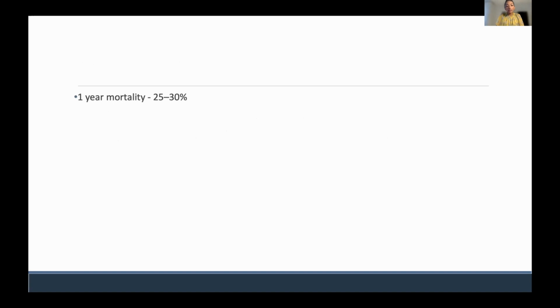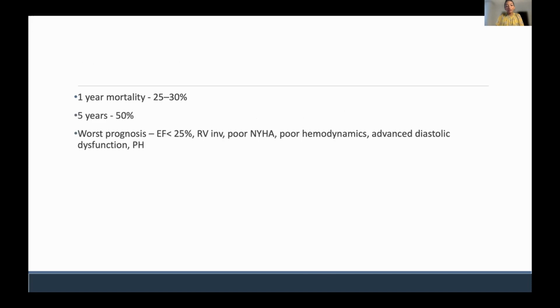One-year mortality is about 25 to 30%. Again, this doesn't necessarily reflect the implementation of all the goal-directed medical therapies that we have now. Five-year prognosis is 50%. The worst prognosis is associated with an EF of less than 25%, RV involvement, poor NYHA functional class, poor hemodynamics, and advanced diastolic dysfunction and pulmonary hypertension. And I'm talking about group 2 pulmonary hypertension or mixed pulmonary hypertension over here.